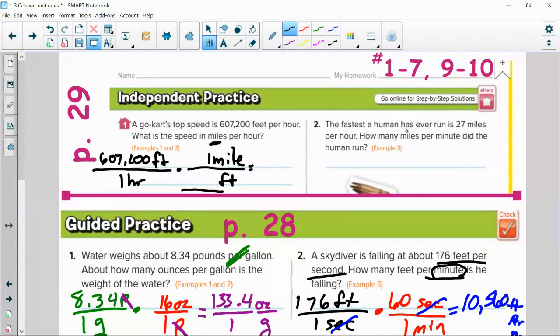All right, so the fastest a human has ever run is 27 miles per hour. How many miles per minute did the human run? So we did 27 miles in 1 hour. So in 1 hour, how many minutes are there? Okay, so that's where you're going to want to look.